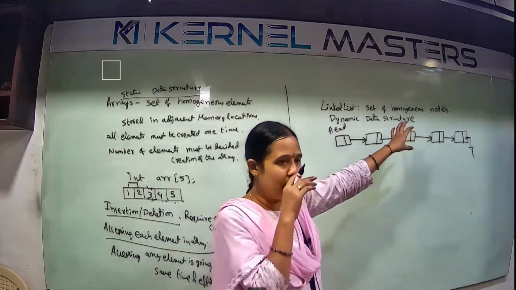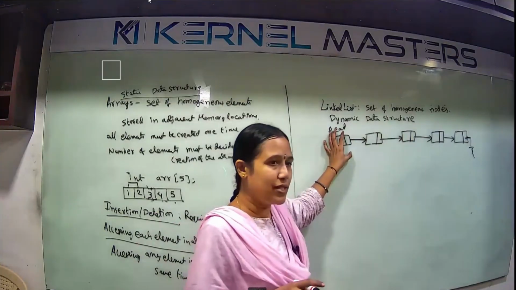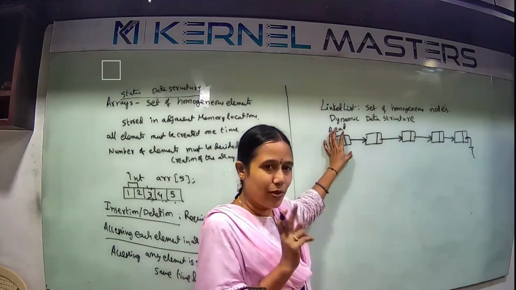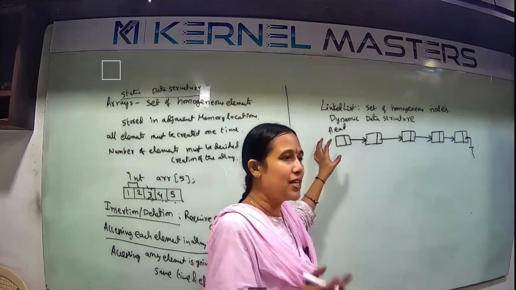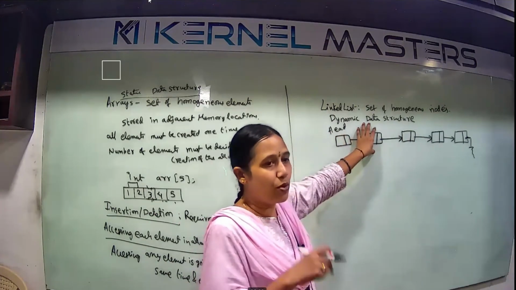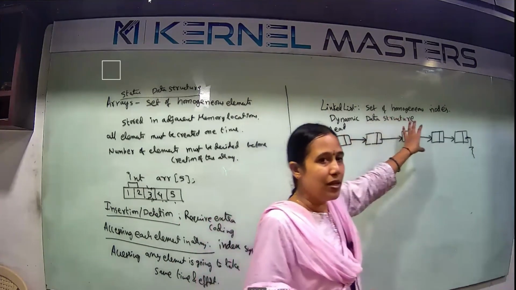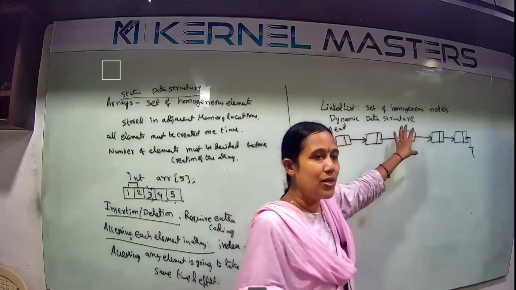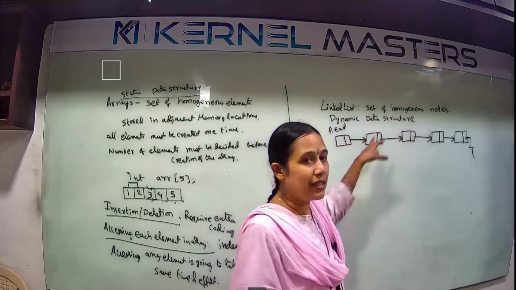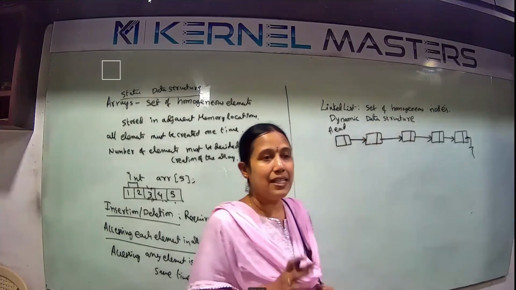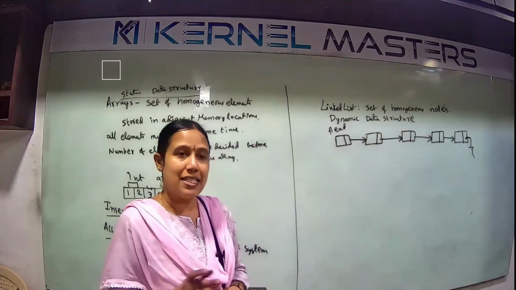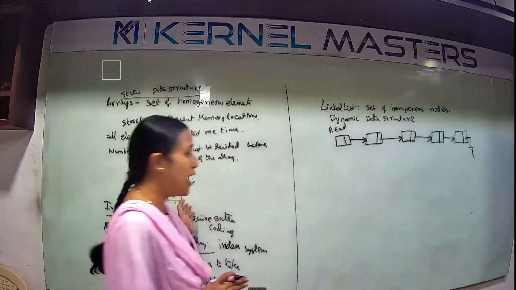During runtime only, you can decide which element you have to create first. Okay, I have a head node, only one node. After some time you can decide, I need one more node, and you can add one more node. After some time you can add one more node. After some time you decide, I don't need the second node, and you can delete it. Here, hard insertion and hard deletion are possible, unlike an array.